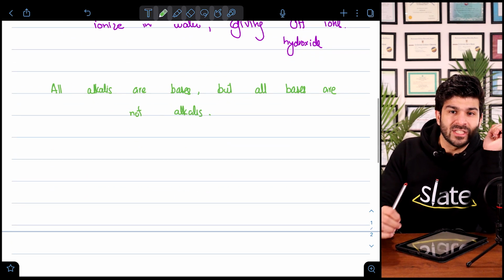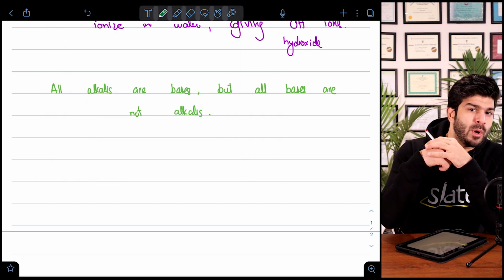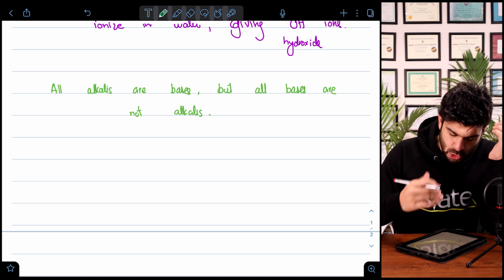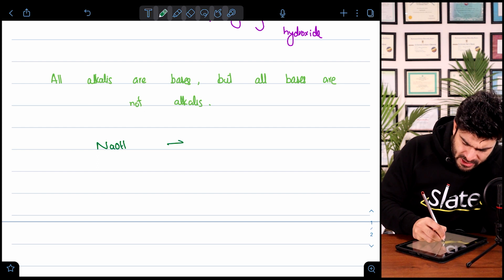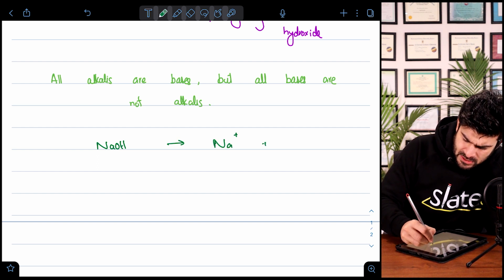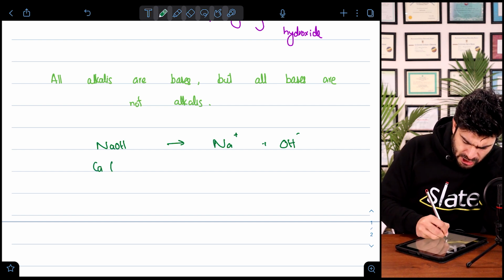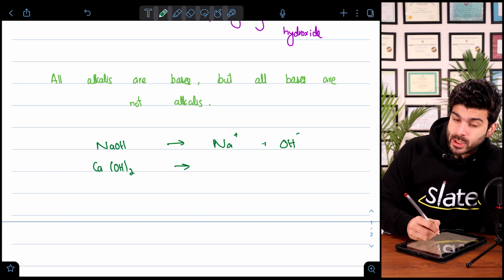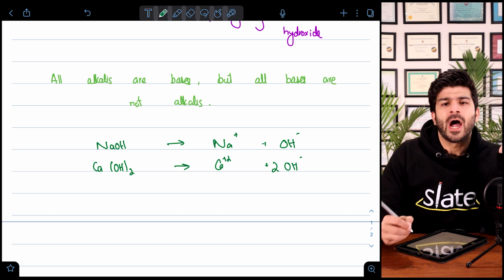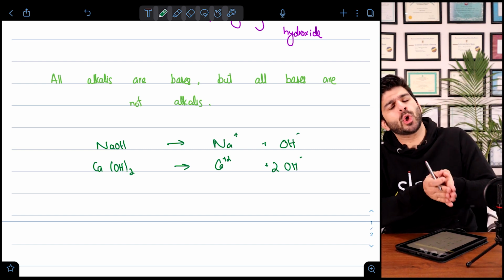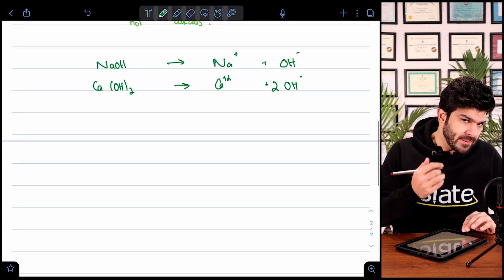So now let's discuss the types of alkalis. Just like acids, when we talk about bases, as I said, they also ionize in water. For instance, sodium hydroxide will ionize in water, giving Na+ and OH- ions. Likewise, calcium hydroxide will also ionize in water, giving a Ca2+ ion and 2 moles of hydroxide ions. So just like acids, they also ionize in water. So these are alkalis.